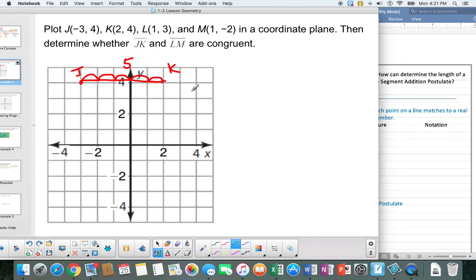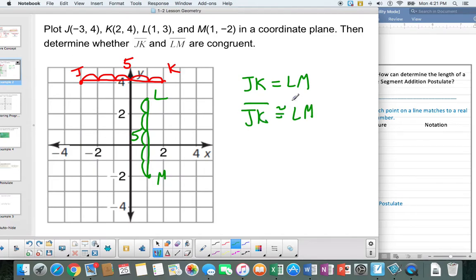Let's change color. L is 1, 3. And then 1, negative 2 is M. And you can count to figure out that length. And that length is 5. So we can say distance JK is equal to distance LM. And when the distances are equal, the sets of points match perfectly. So these sets of points will match perfectly. We say segment JK is congruent to segment LM.